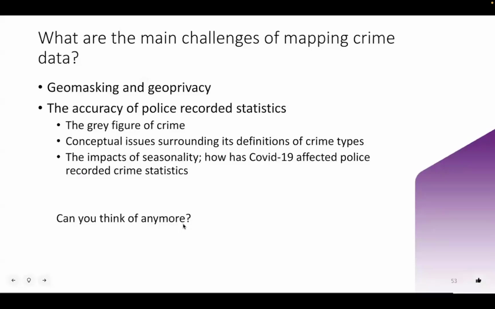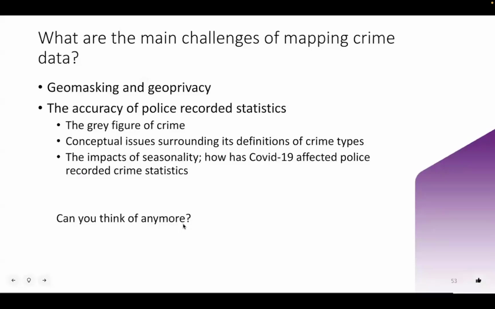Obviously, police recorded crime is a known contributor to the grey figure. And this is where they basically underestimate the actual number of crimes committed, not just reported, which reduces the accuracy of statistical models due to the missing data. Now, this isn't something that can be overcome in mapping techniques, unfortunately, but this is something that definitely has to be considered when conducting research.